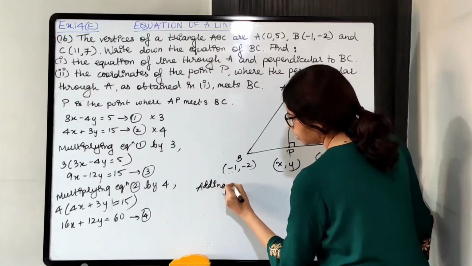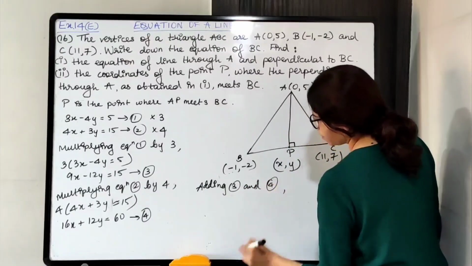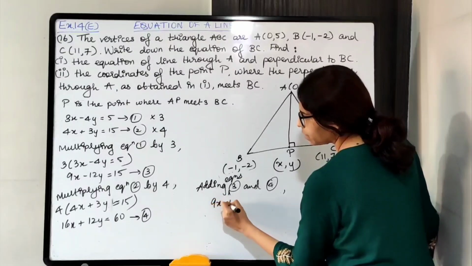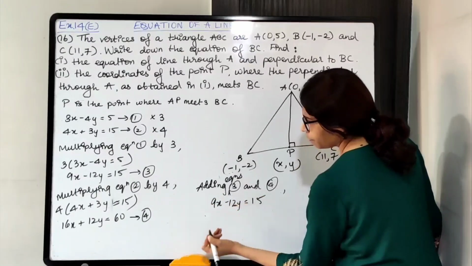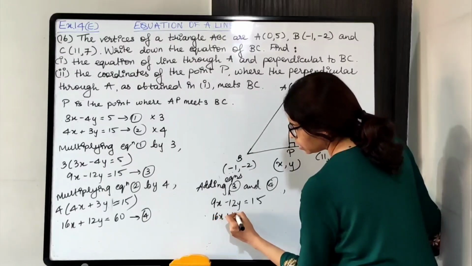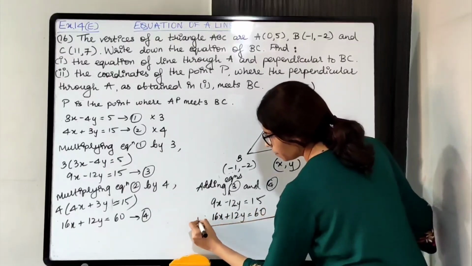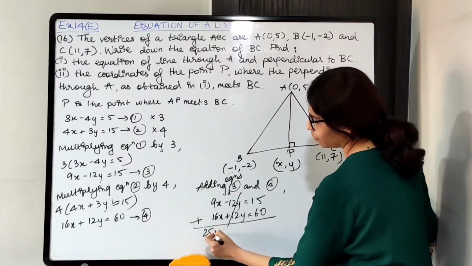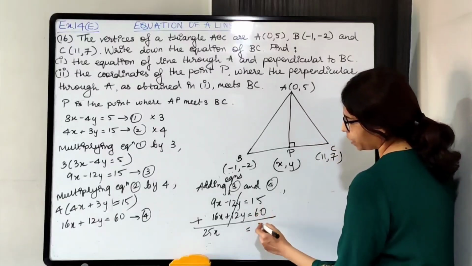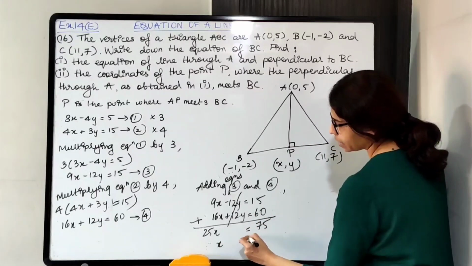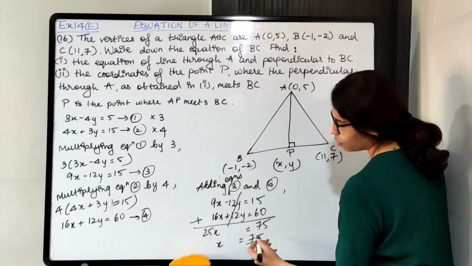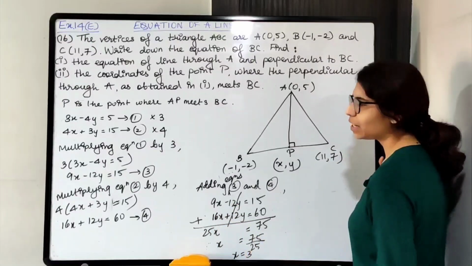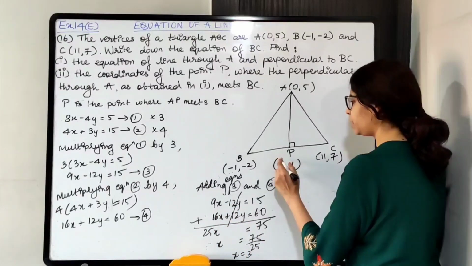Adding equations 3 and 4. Okay. So 9x minus 12y equals 15. And 16x plus 12y equals 60. 12y cancel हो जाएगा. 9 plus 16 gives 25x. Over here 75. So 75 upon 25 हो जाएगा 3. Okay. So x का value 3 मिला. We got one coordinate of P.